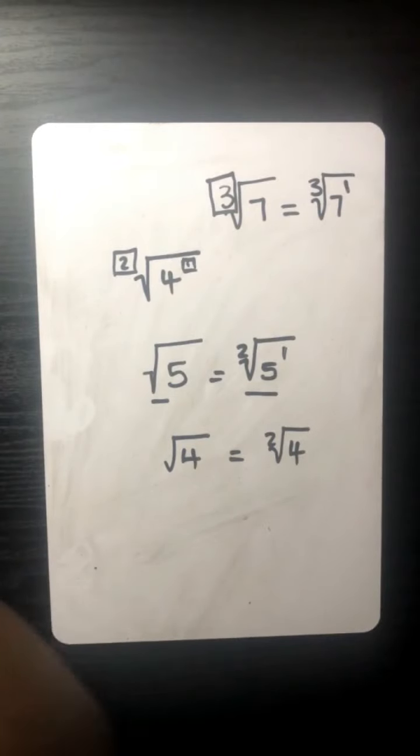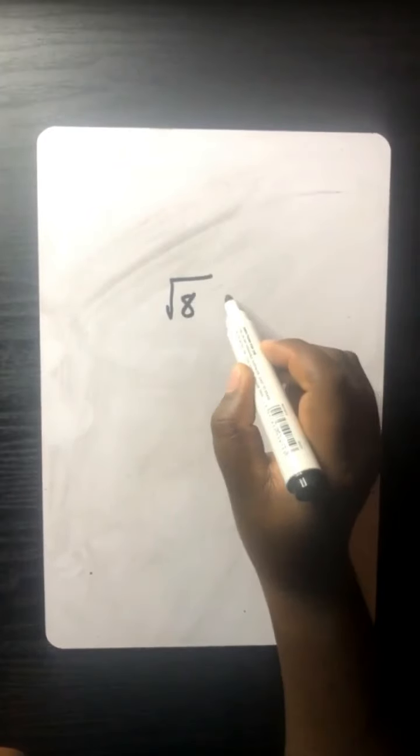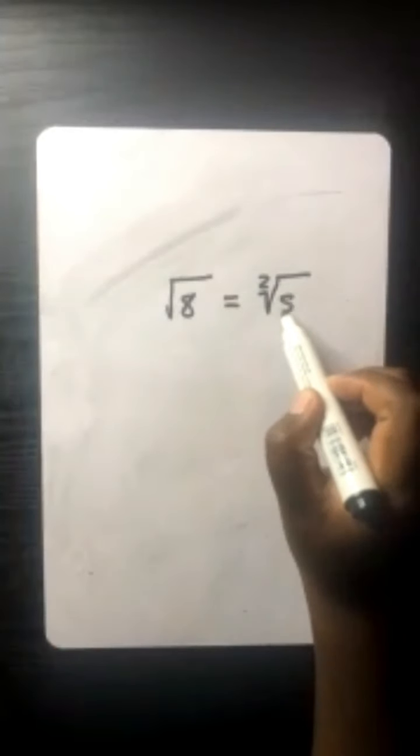So guys, I'm going to ask you a very simple question. If you've got the square root of 8, this is the same as what? Is there someone who wants to give it a try? It's the same as the 2nd root of 8 to the power 1.